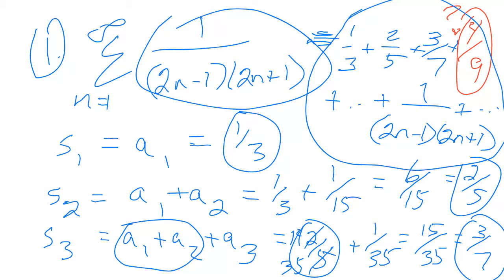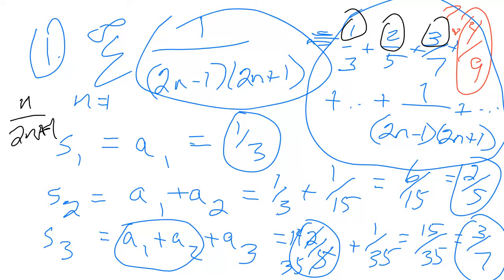On top is n, right? So when n is 1, when n is 2, when n is 3. So the top would be n, and what's on bottom? Well, it could be n plus 2 for the first one, but n plus 2 doesn't work for the second one. 2n plus 1 kind of looks like that. 2n plus 1. So does that work?